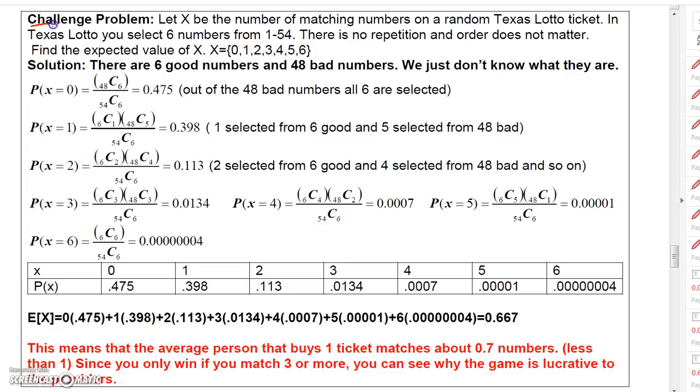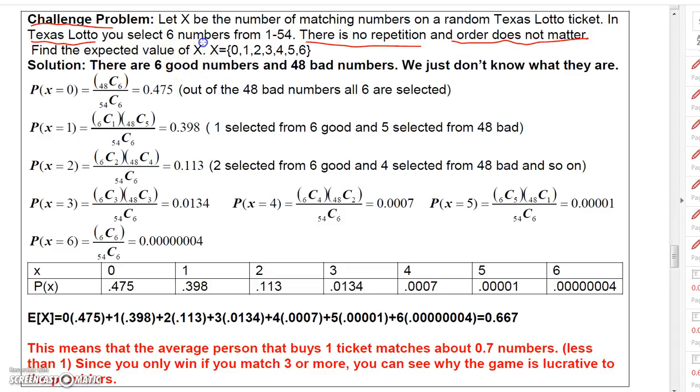Okay, I call this a challenge problem. In Texas Lotto, you actually select 6 numbers from the numbers 1 through 54, and obviously if you get all 6 you win the jackpot. And you can't choose repeated numbers, and the order doesn't matter, so the order they're drawn doesn't matter. So basically that just tells me that we can use combinations here.